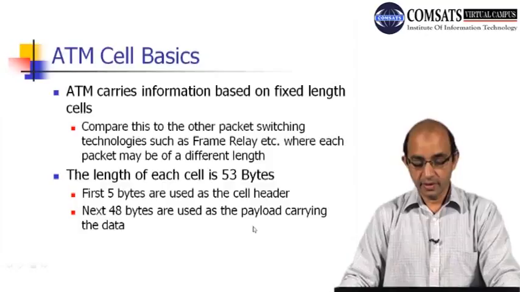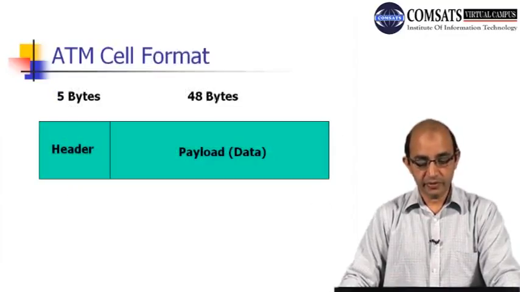48 bytes are used as the payload, and the rest are used for the control information. So 48 bytes and 5 bytes. We have a header, that is the control information of 5 bytes, and this is the actual data payload.